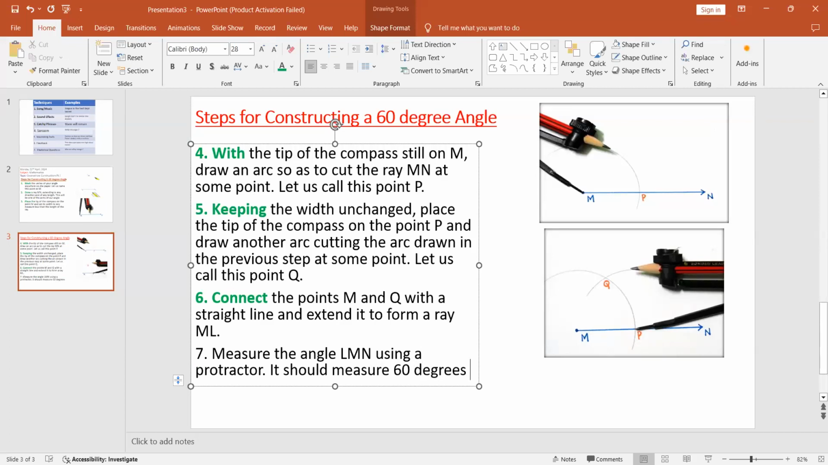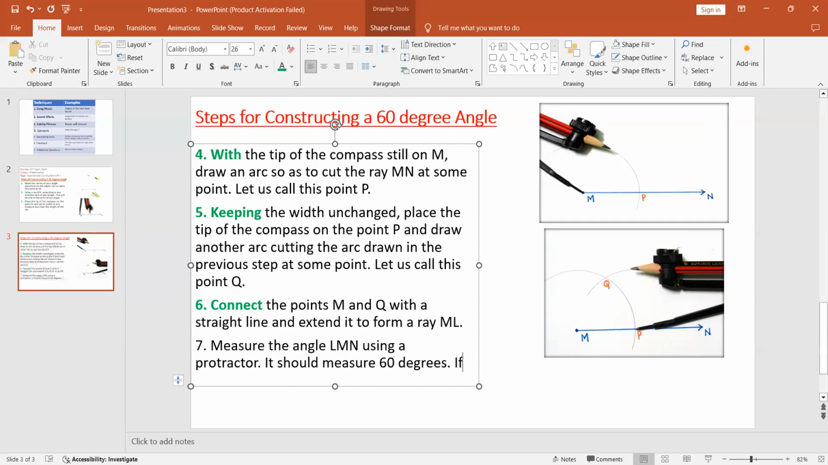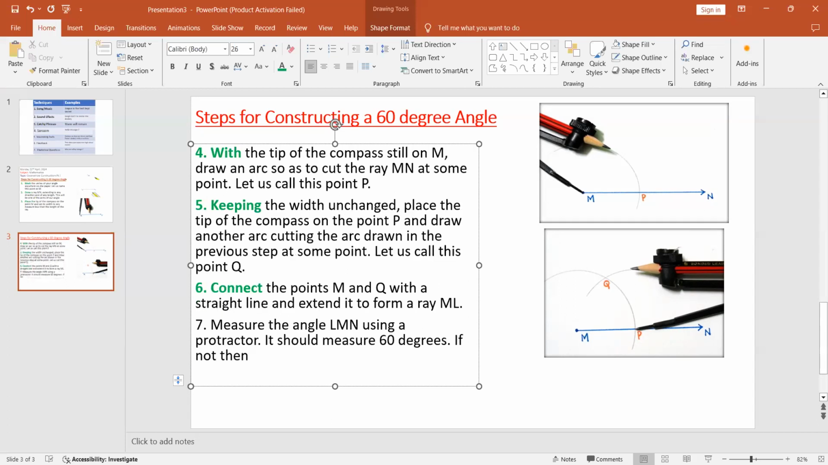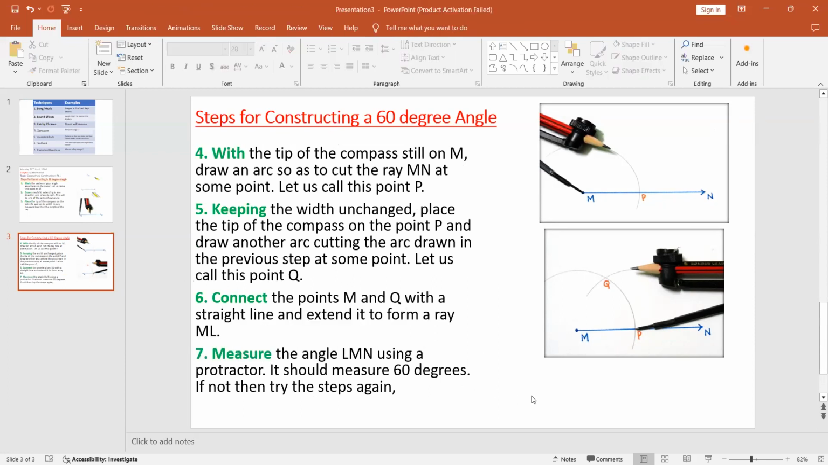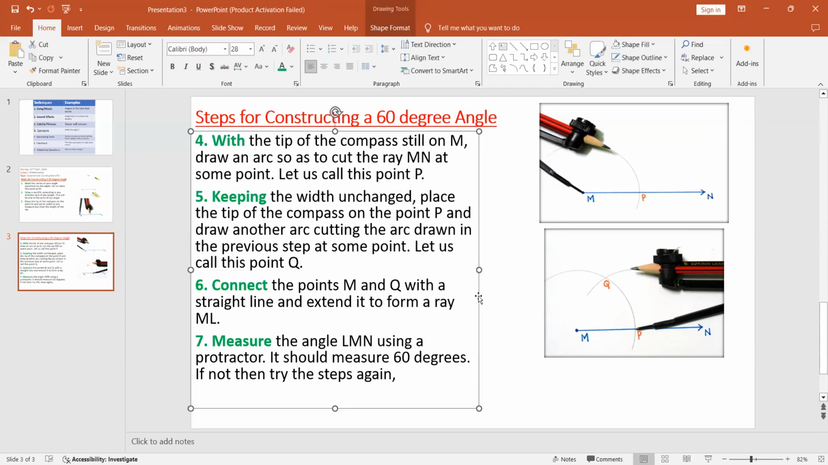It should measure 60 degrees. If not, then try the steps again. If it doesn't measure 60 degrees, then that means you did something wrong and you need to go back and correct one of your steps.